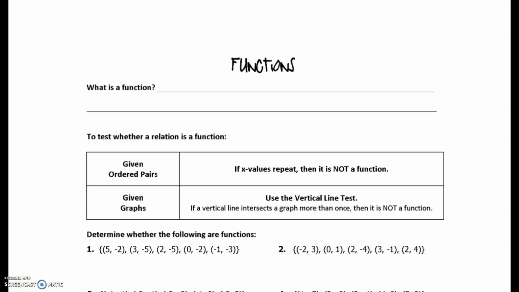In the last two lessons, we have talked about the coordinate plane and relations, and both of these topics tie into a third piece to the puzzle known as functions. So, what is a function? A function is a special relationship between two values.